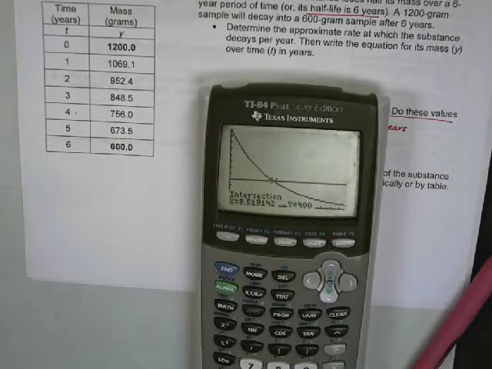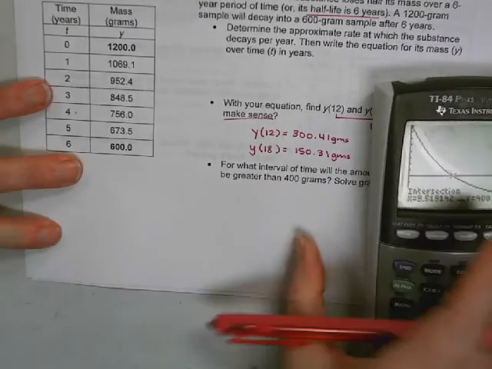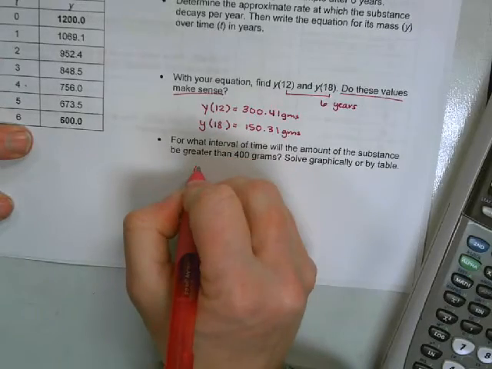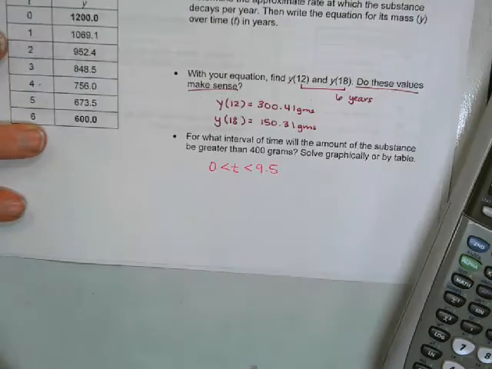So that's at 9.5 years. So after 9.5 years, it drops below 400 grams. But everything until that point is above 400 grams. So I'm going to write that as from 0 to 9.5 is when it's above 400 grams.